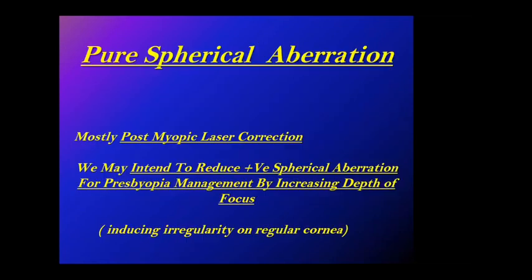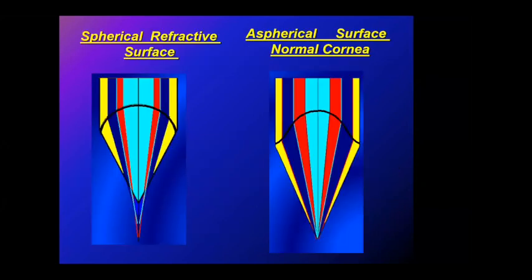And this is again the same story. Now, pure spherical aberration, mostly after myopic laser correction. But sometimes we intend to reduce the positive or increase the negative for presbyopia treatment, to increase the depth of focus. Now, quickly, we have to describe what that means, because many people don't understand what the positive and negative mean and so on.